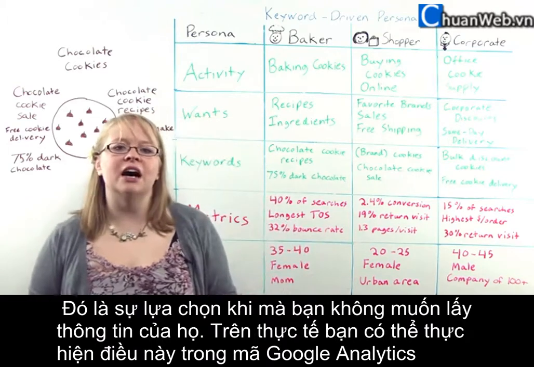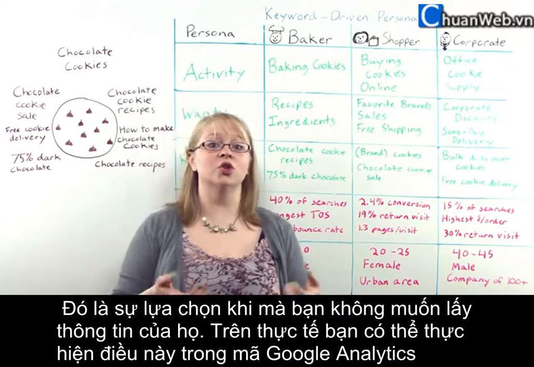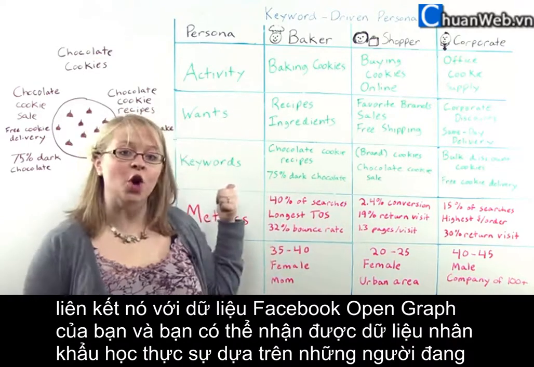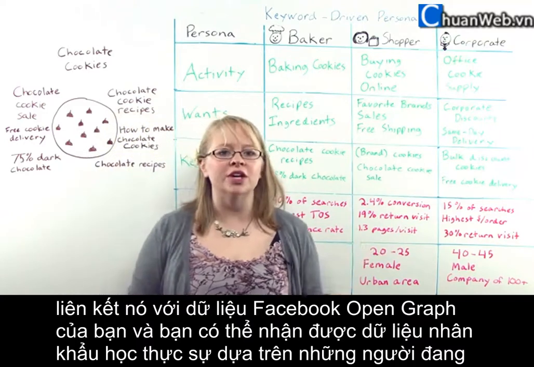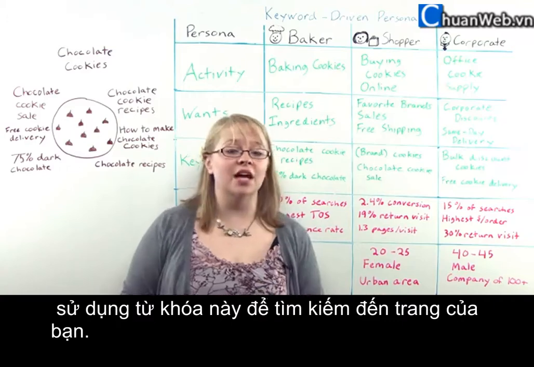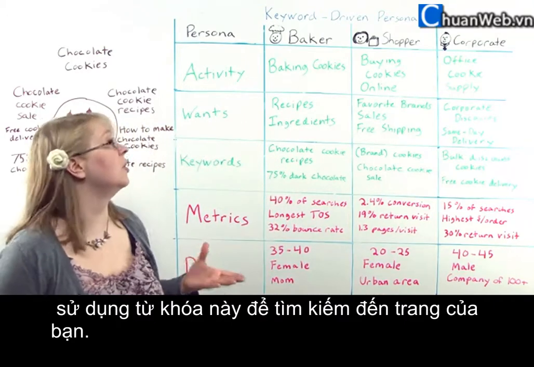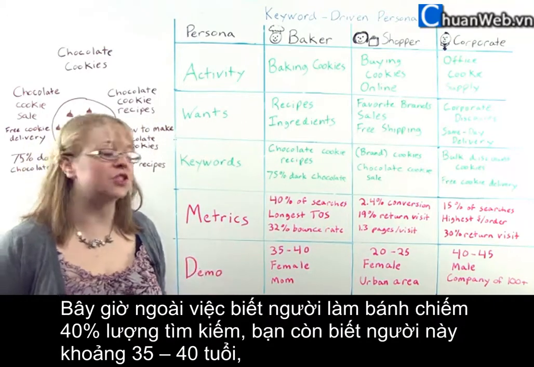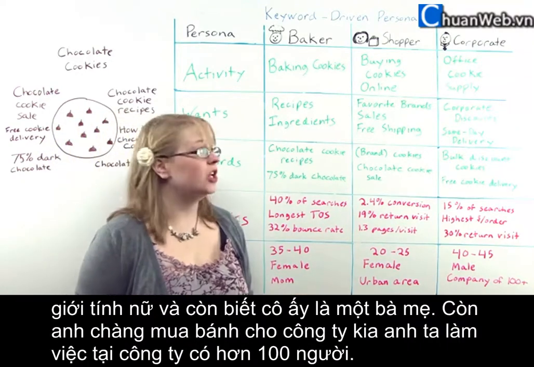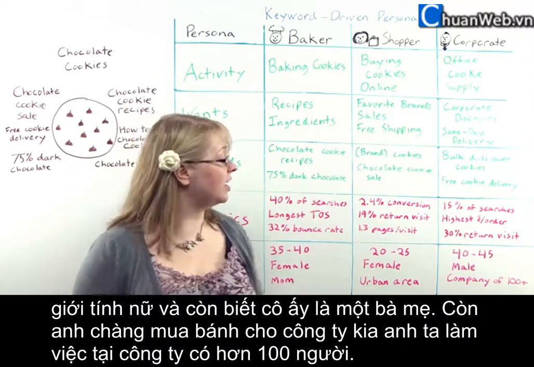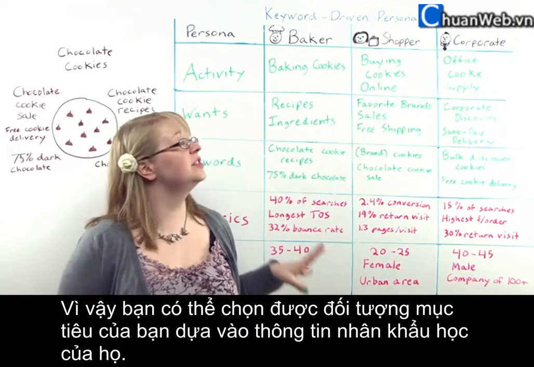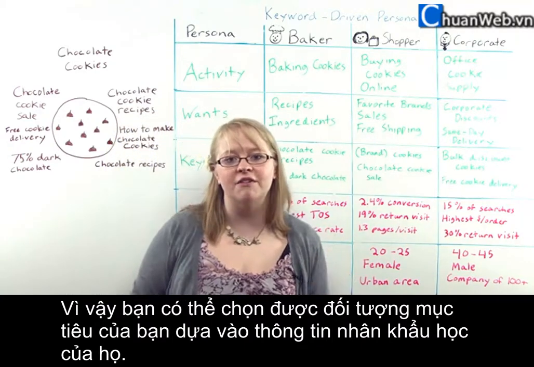Once you've done that, you can actually, in your Google Analytics code, link it up to your Facebook Open Graph data, and you can start getting real demographic data on the actual people who are using these keywords and coming to your site. So now, in addition to knowing that the baker is 40% of searches, you know that she's 35 to 40, you know she's female, you know she's a mom. The corporate guy, you know that he works at a company of more than 100 people most of the time. So you can really start targeting these people based on their demographic information.